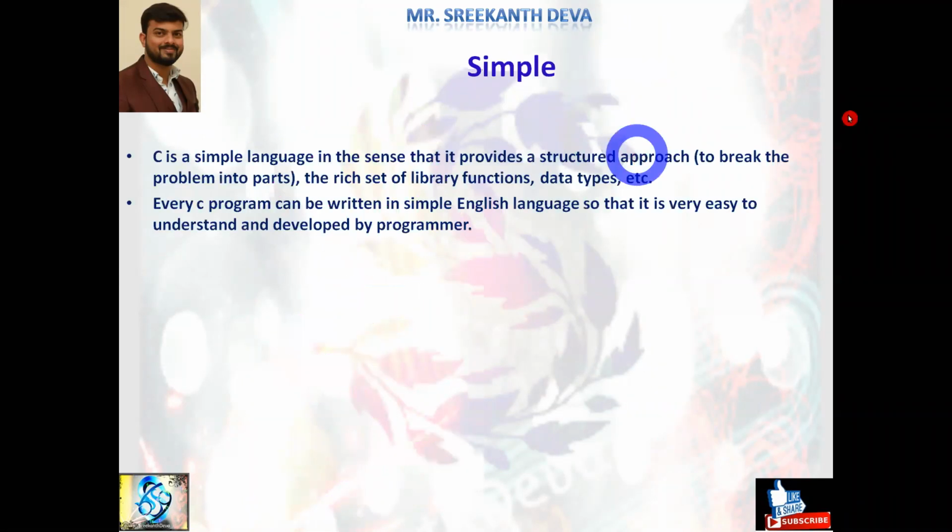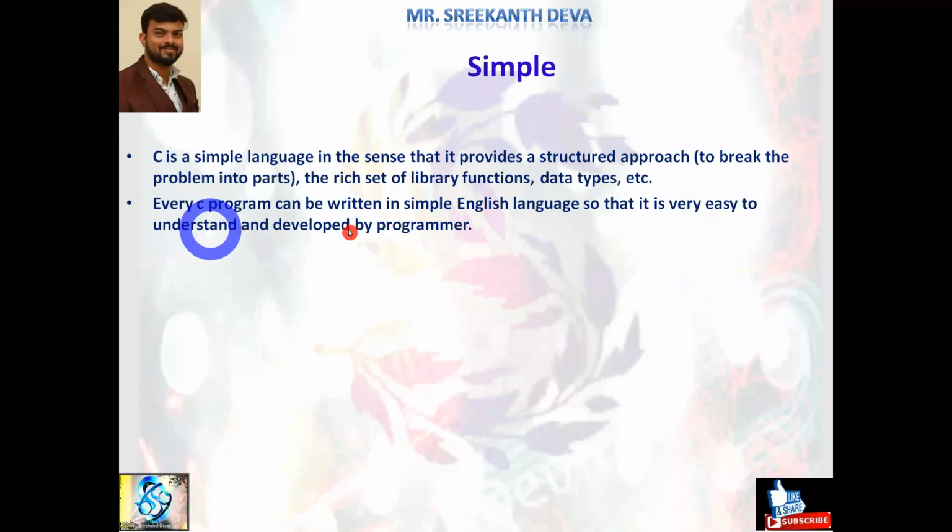The first feature is that C is a simple programming language. Why? Because in C, whatever application we are developing, we need to write a set of instructions, right? In C language, we write the instructions as high level instructions in general English. We follow ASCII standards, ASCII 7 or ASCII 8. Using those code instructions, we write C based applications. Generally it is in simple English only.